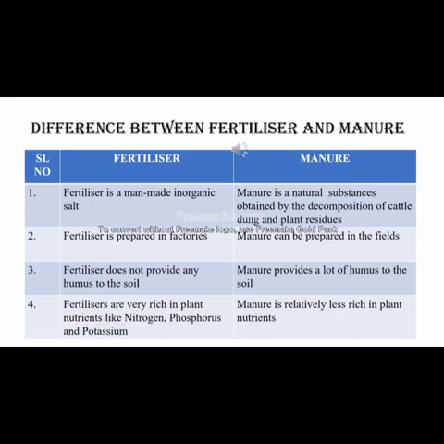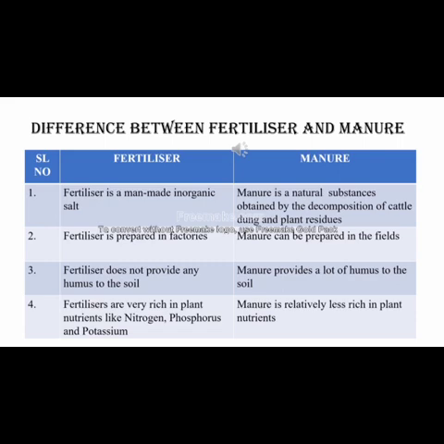Here we will be seeing a major difference between a fertilizer and a manure. So what is fertilizer? Fertilizer is a man-made inorganic salt. All the inorganic fertilizer is manufactured in factories. It is made by man. It is not naturally obtained. That is why it is said to be a man-made inorganic salt. Whereas manure is a natural substance. It is obtained by the degradation or decomposition of cattle dung and plant residue. It is made out of plant waste and animal waste, and it is natural.